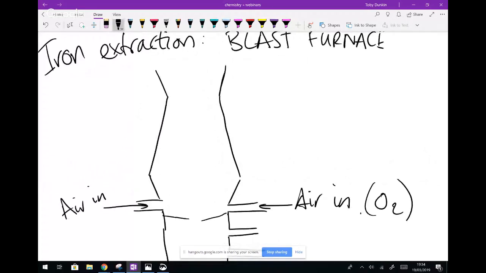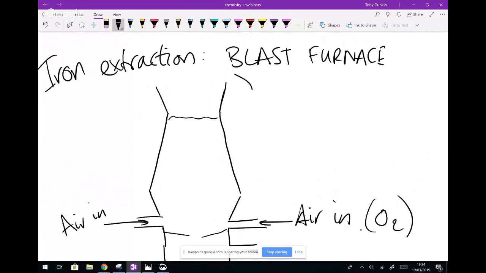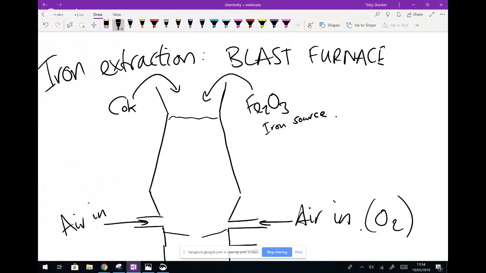Now they fill the blast furnace with 3 materials. The first one is our source of iron. This is hematite, so this is our iron source. Next, this is our rust. Then we need a reducing agent, and that is coke. I'll explain that: the reducing agent is the one that steals oxygen.